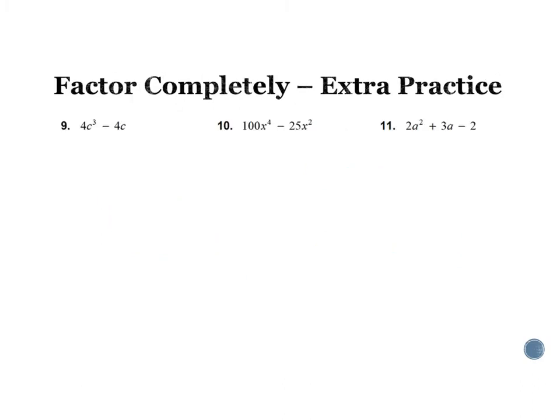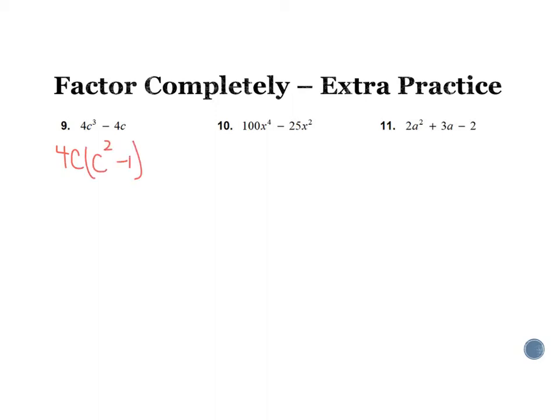All right, so the very first thing from the flowchart is you're always going to look for a greatest common factor. Looking at number 9, is there anything that goes into 4c cubed and 4c? Well, hopefully you said they both have a 4 and a c. So if we pull out 4c, you are left with c squared minus 1.